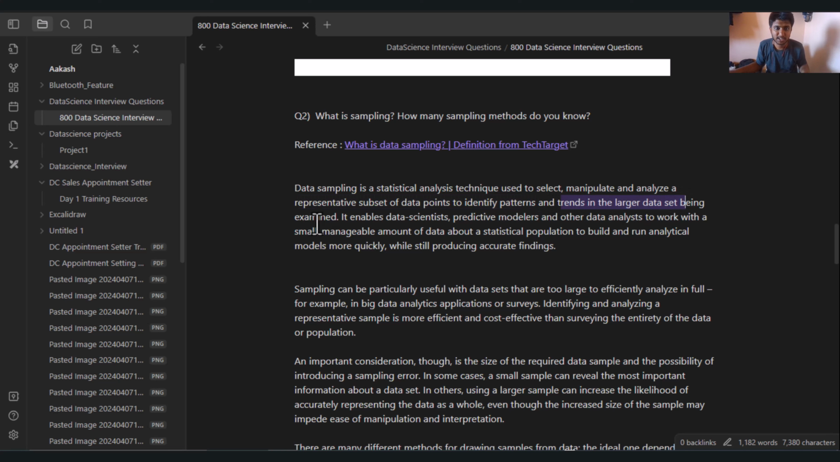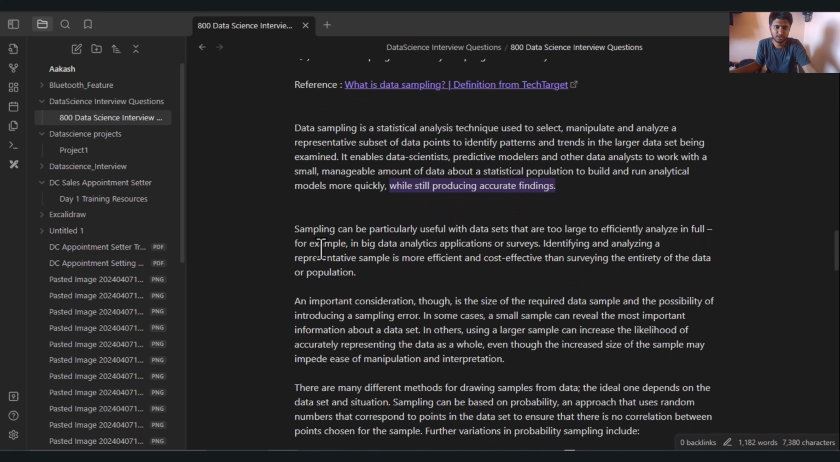being examined. It enables data scientists, predictive modelers, and data analysts to work with a small, manageable amount of data about the statistical population to build and run analytical models more quickly while still producing accurate findings. Sampling can be particularly useful with data sets that are too large to efficiently analyze in full. For example, in big data analytics and surveys, identifying and analyzing a representative sample is more efficient and cost effective than surveying the entire data or population.